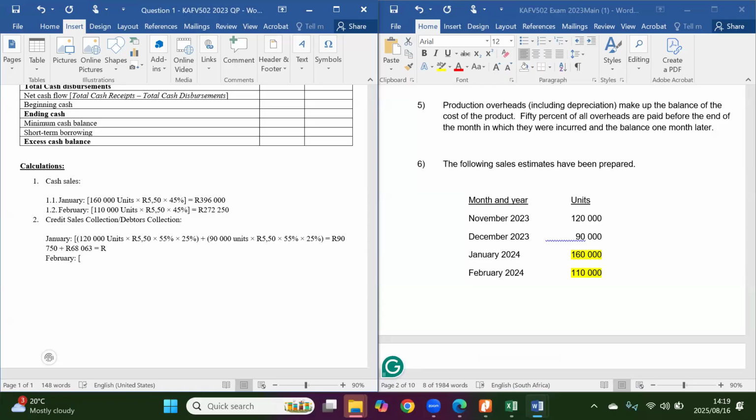So 90,750 plus 68,063 rands to give us 158,813. Okay, that is the total for the month of January. Is it making sense, my sister?